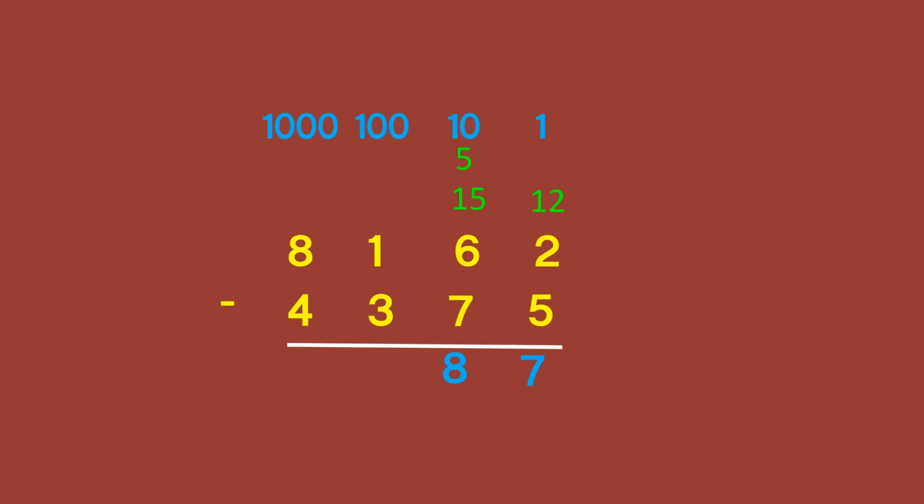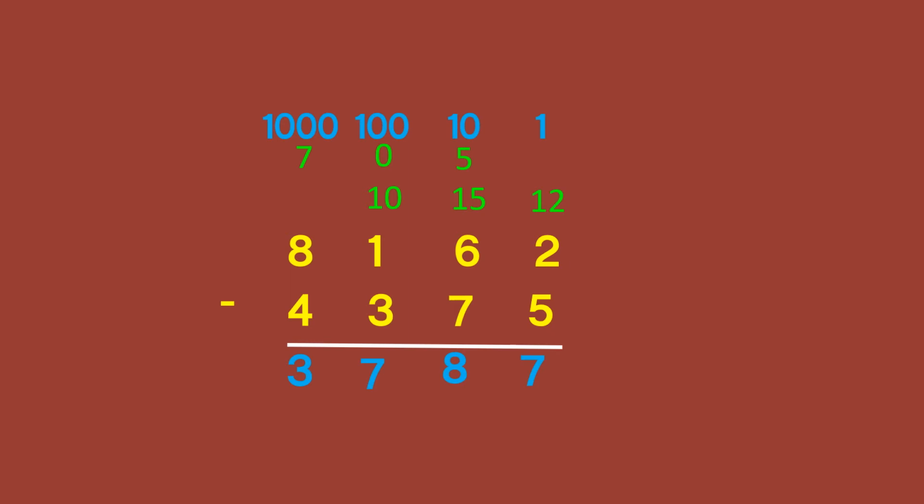Now in hundreds place we have got nothing, that is 0. So 0 minus 3, you can't subtract 3 from 0. Therefore we'll ask from thousands place. Thousands place gives 1 to hundreds place. 1 from thousands place becomes 10 in hundreds place. So 10 plus 0 is 10. So 10 minus 3 is 7. Now we have got only 7 in thousands place. 7 minus 4 is 3.